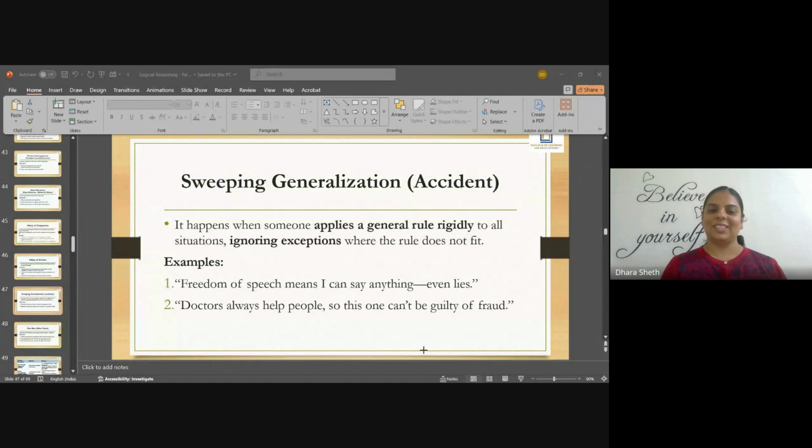Something of that sort. So remember this story when it comes to accident, that freedom of speech does not mean you can say anything. There are some exceptions. Doctors always help people so they cannot be guilty of fraud. No, otherwise we wouldn't have needed courts for misconduct or mistakes during surgeries or things like that, right? So that is called sweeping generalization. Clear with this?